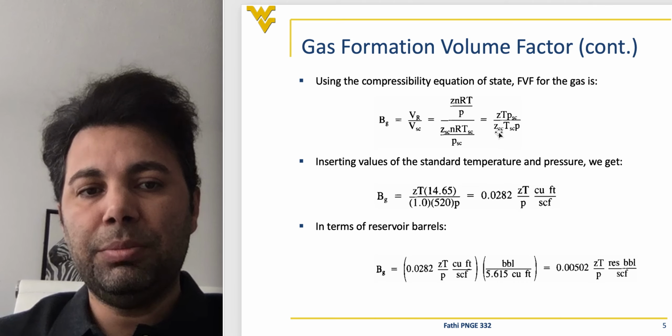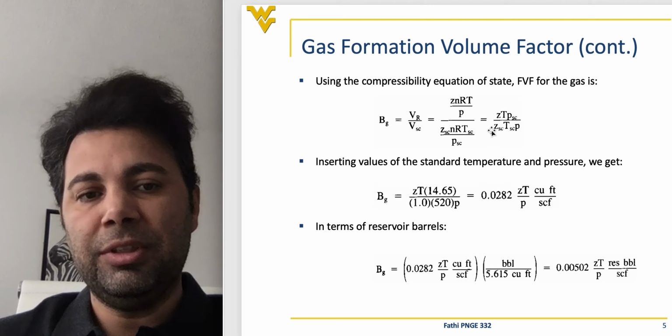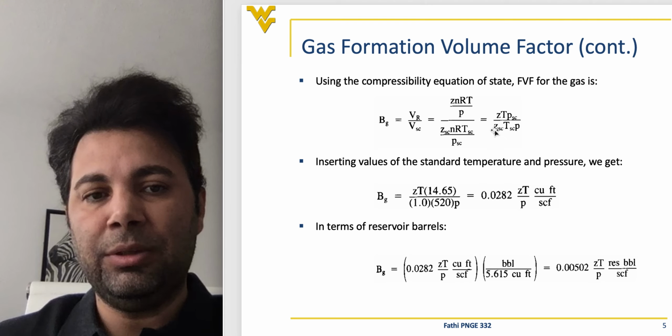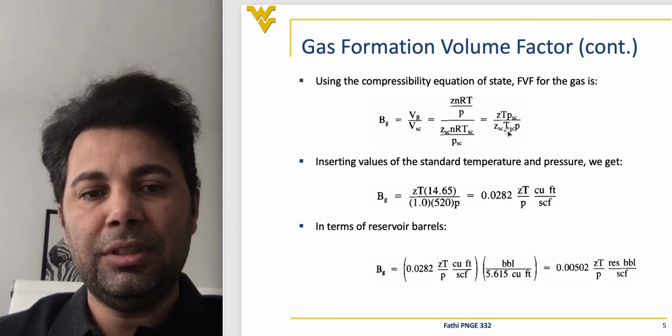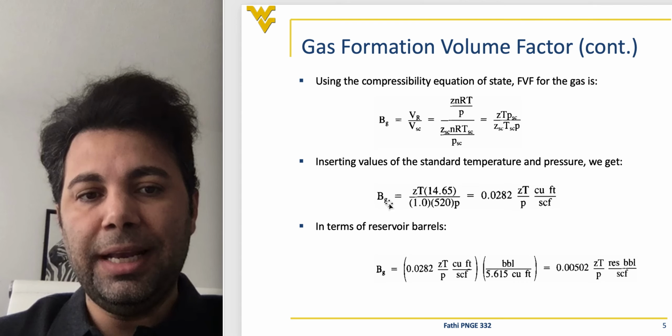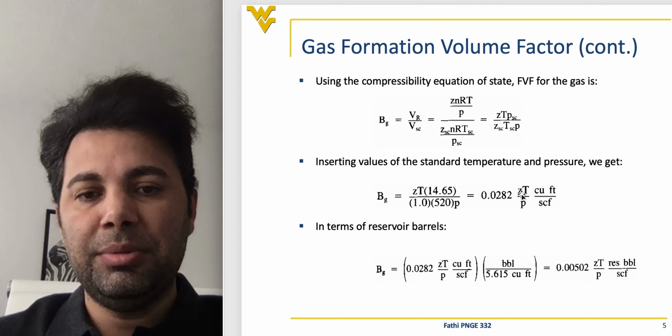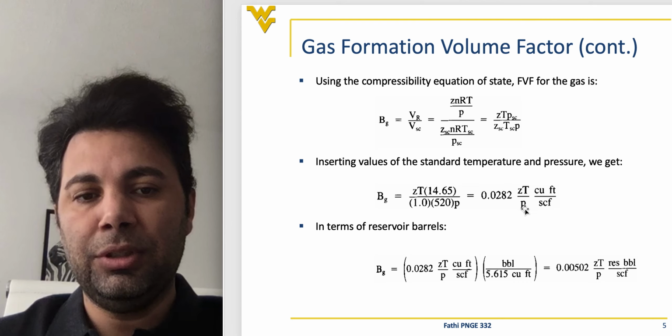At the standard condition, the Z is 1. We assume the compressibility factor at the standard condition is equal to 1. We know the temperature at the standard condition, 60 degrees plus 460, which is 520. We know the pressure at the standard condition, that's 14.65. So the Bg becomes actually 0.0282 ZT over P. So the gas formation volume factor becomes equal to a constant, 0.0282, times the Z factor, temperature, and pressure at the reservoir condition.